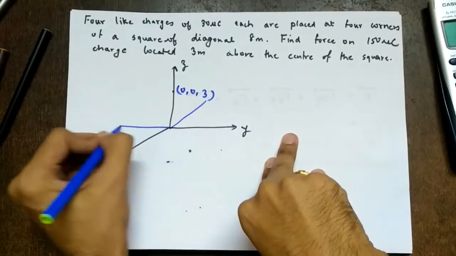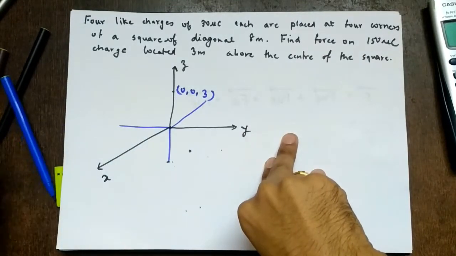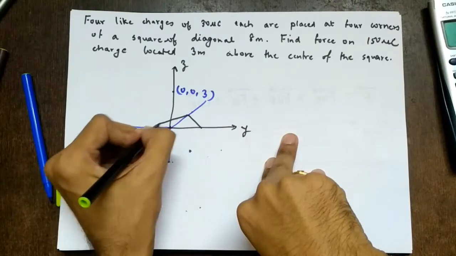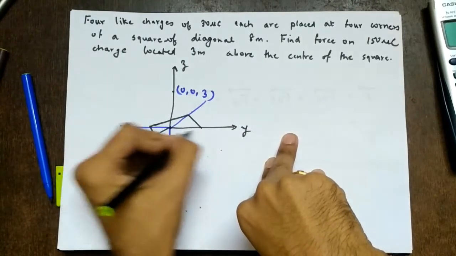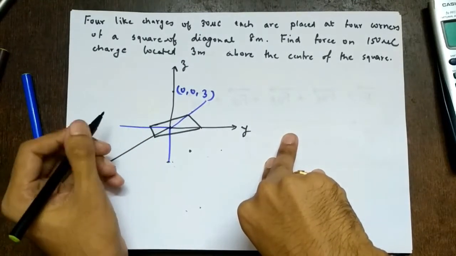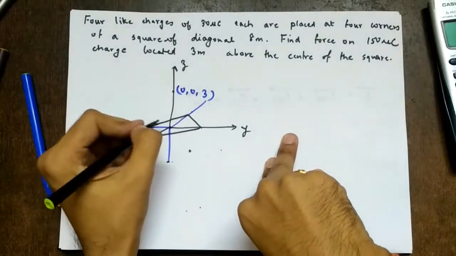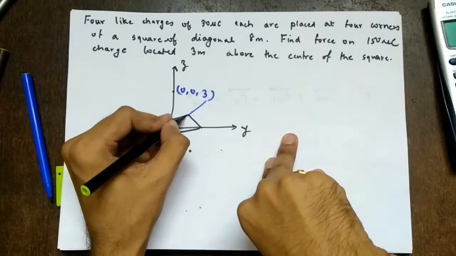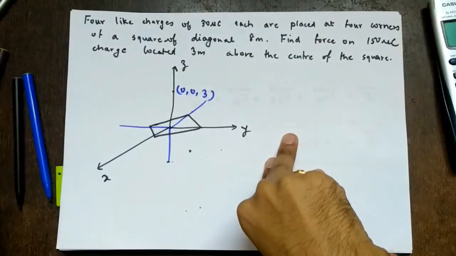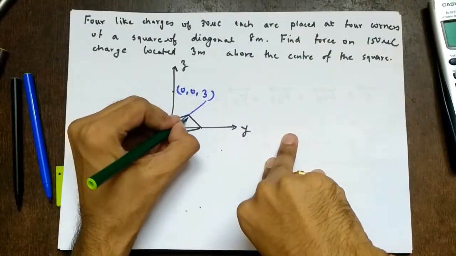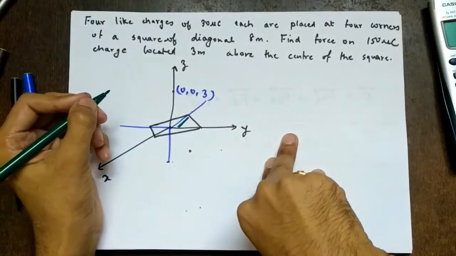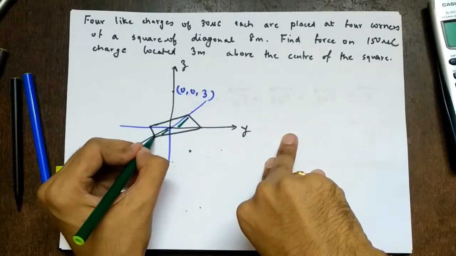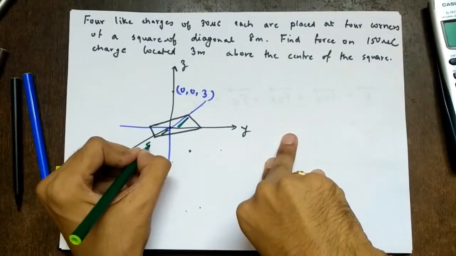Let's see how. So this is the negative side. This is my square, even though it doesn't look like a square. The center is at the origin, and the diagonal is 8 meters. Since the diagonal is 8 meters, this length will be 4 meters, and this will also be 4 meters. So from the origin to here it is 4 meters on the x-axis. So the x coordinate is 4.